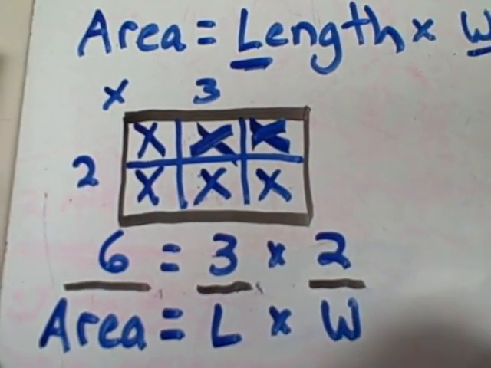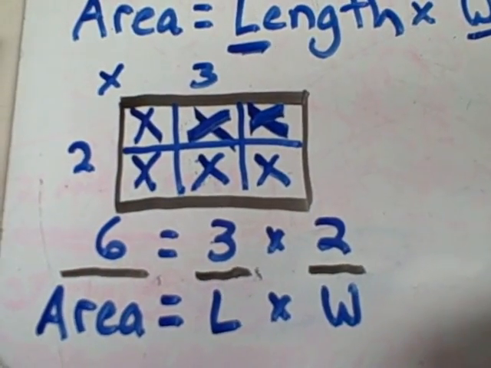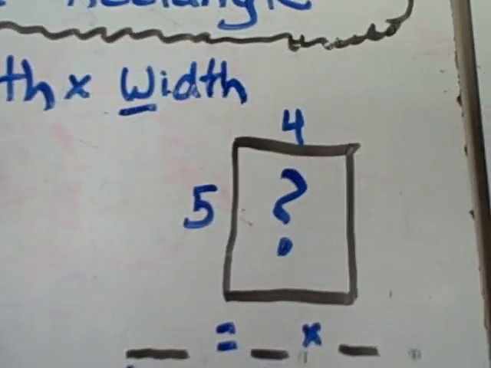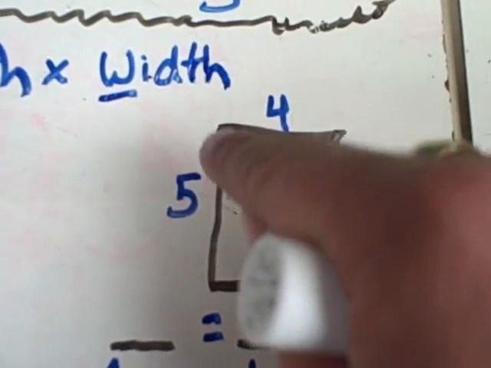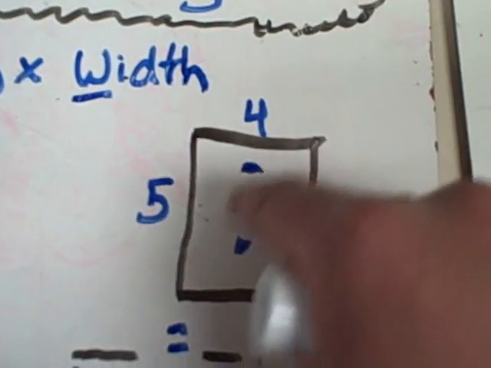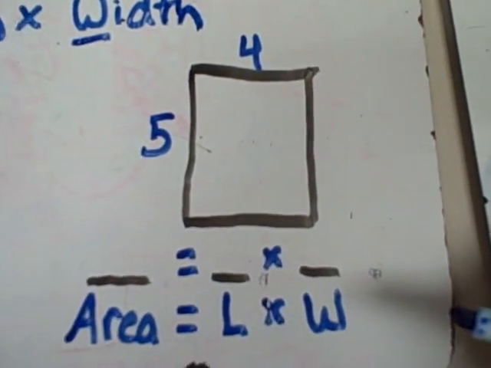I wanted to show you the square units because it's really important to actually see what you're doing when you're figuring out area. All right, let's try this one. We don't know the area of this rectangle. We know the length is 5. We know the width is 4. But this time, we're not going to use square units. We are just going to measure them.